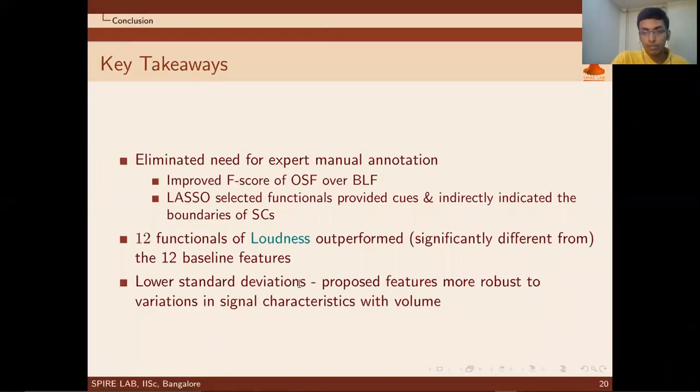Therefore, to sum up, our work concludes with the following key takeaways. 1. Elimination of manual expert annotation through improved performance using the OSF rich acoustic feature set and lasso selection of features that also indirectly provide cues for boundary detection. 2. The 12 joint features of loudness perform much better than the baseline features. 3. Finally, the lower standard deviations in the proposed features show their robustness to changes in swallow signal characteristics.